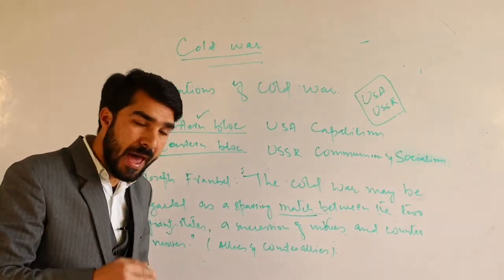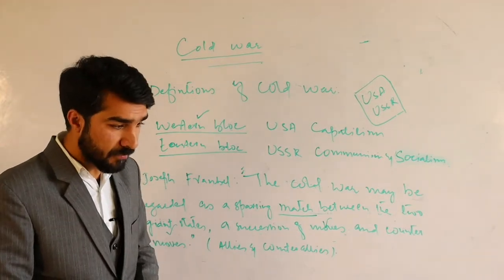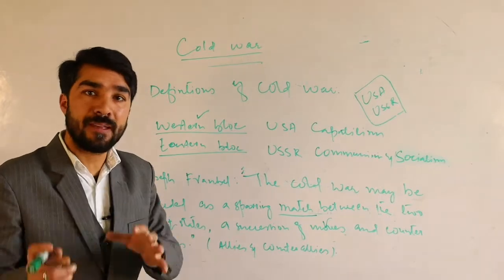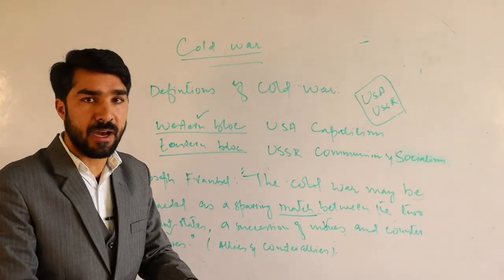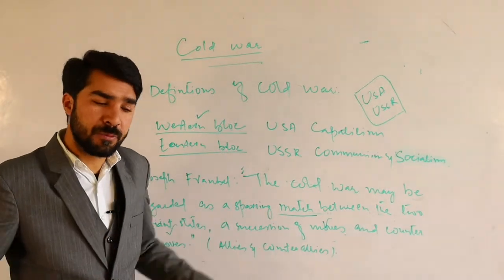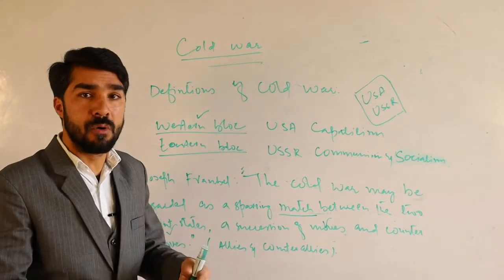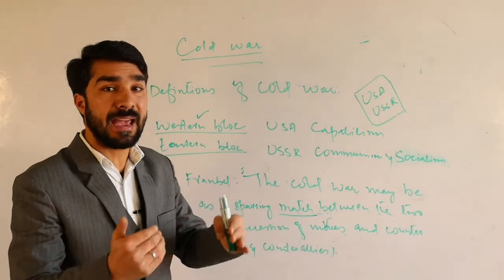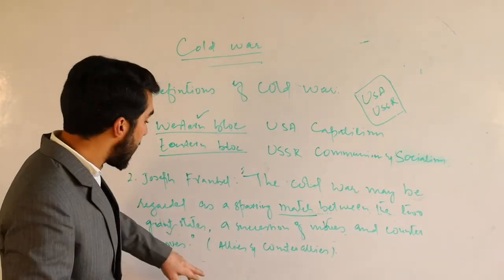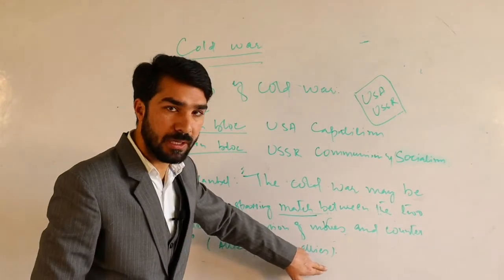And on the other hand, you can say that a pact was signed by USSR or Soviet Union with China, then with Vietnam, North Korea and the other countries of the world, so that they can make more and more allies and can counter the policies and programs of USA. So that's why I said allies and counter allies.